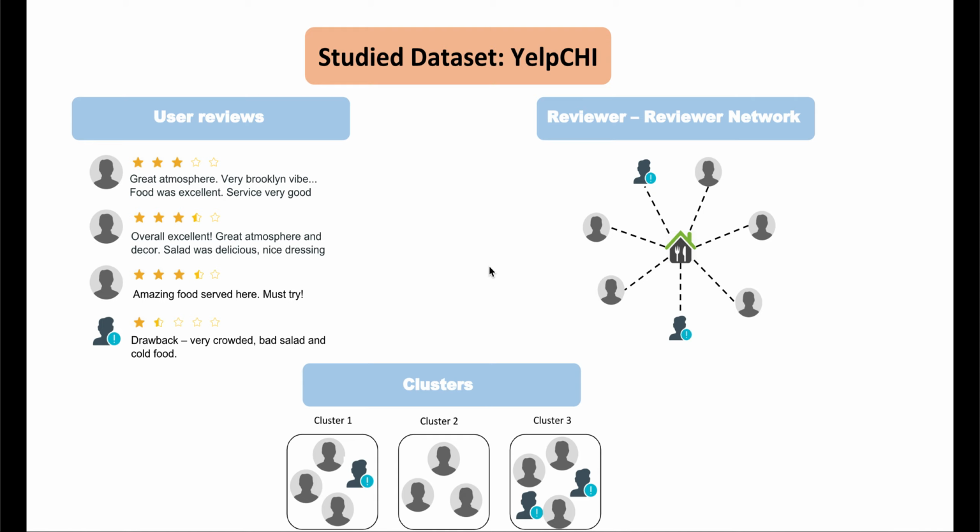Here, we use the Yelp CHI dataset. It is a reviewer-reviewer network where each reviewer is a node, and if two reviewers commented on the same restaurant, there is a link between them.